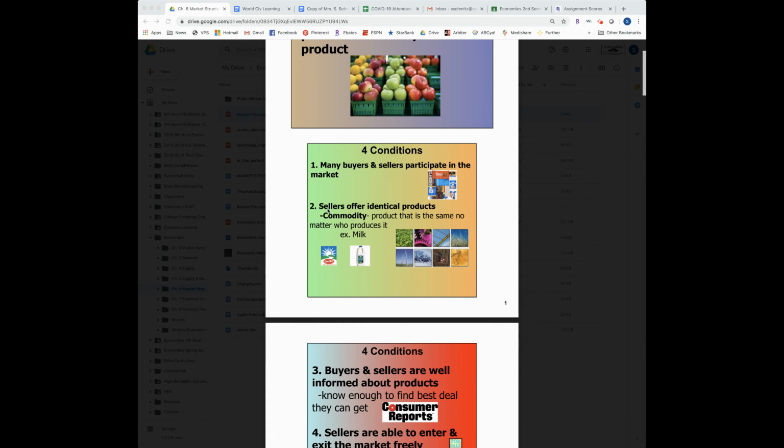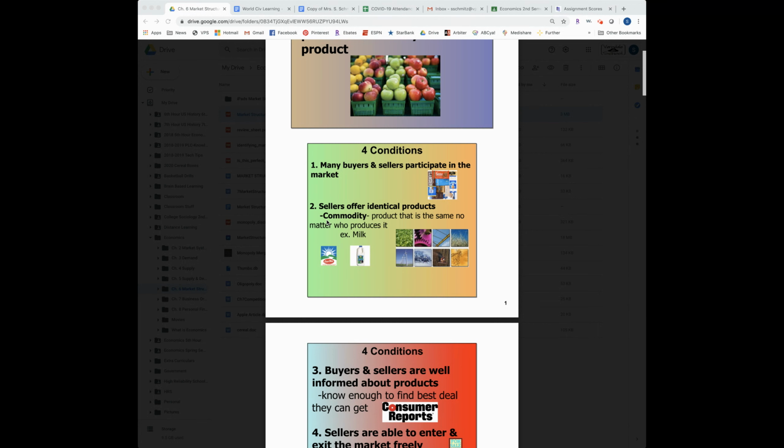So look at the conditions. You have lots of people that want the product, and you have a whole bunch of suppliers that participate in the market. That's number one. Then number two is sellers are offering basically identical products, which in our country we call a commodity. So like if you go to the grocery store to buy flour, flour is a commodity. It really doesn't matter if you buy the name brand versus the off brand. Flour is flour. So it's a product that's the same no matter who produces it.